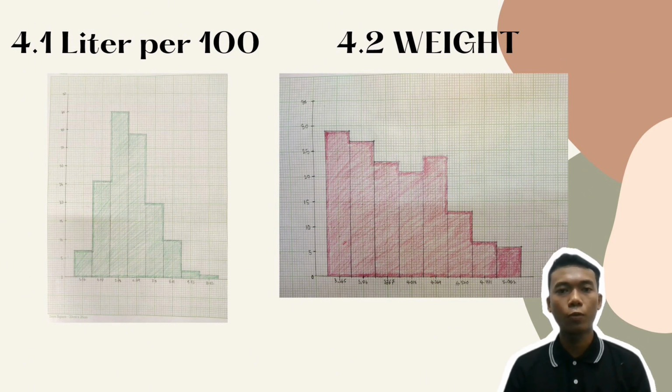Next, in figure 4.2, as the weight of each vehicle, it can be seen that the interval class between 3.14 to 3.39, equal to the midpoint of 3.265, has the highest value, which is 39 frequencies. In addition, the interval class between 4.897 to 5.147, equal to the midpoint of 5.022, has the lowest value, which is 3 frequencies.